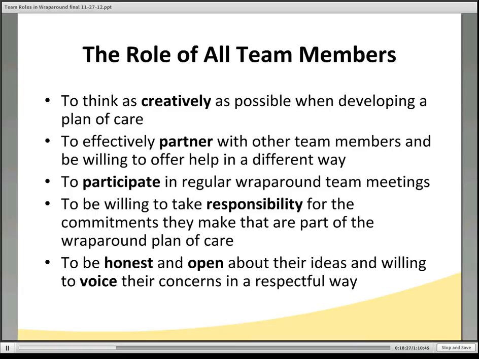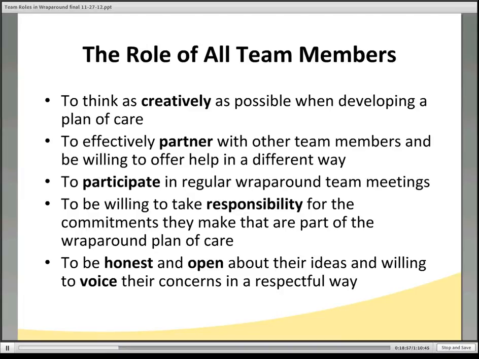We also expect team members to effectively partner with other team members and to be willing to offer help in a different way. It doesn't always mean that everyone is our best friends and that everyone gets along perfectly. But what it means is people are able to say what they need to say, to get their concerns out in the open, and to be open-minded enough to really be able to work towards a consensus that's really going to work for that child.